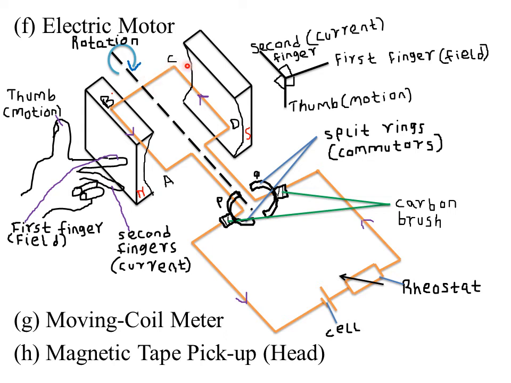We've seen from Fleming's left-hand rule that the thumb will point down. Therefore, CD will move downwards while AB will move upwards. So the rotation of the coil will be in this particular direction. It will rotate in such a way that now A comes upward, then D comes downwards. Also B comes upwards, then C comes downwards.